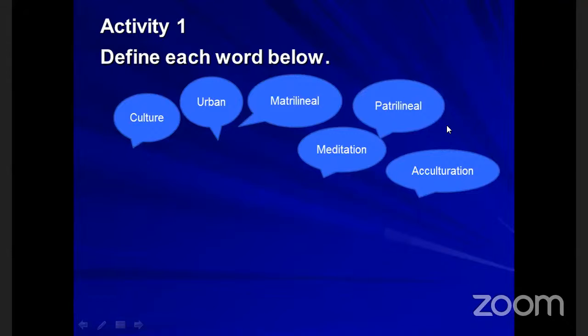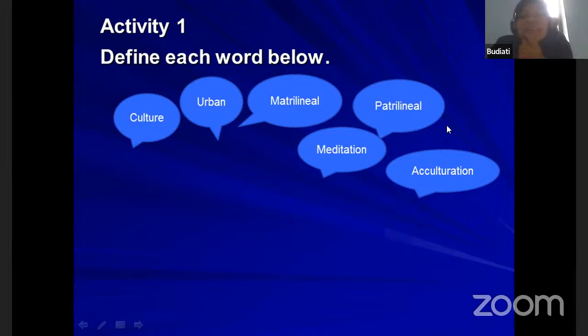Yes, ma'am. I think acculturation is a social process that occurs when a human group with certain cultures is faced with an element of a foreign culture. Thank you, ma'am. Okay, thank you. Okay, how about you, Miss Mila? About acculturation.